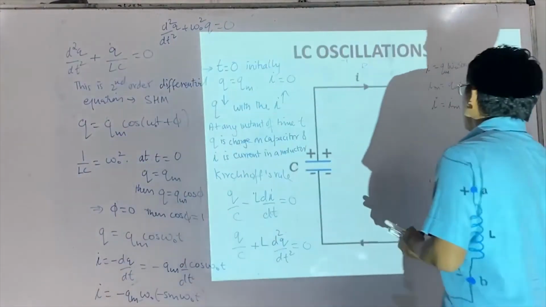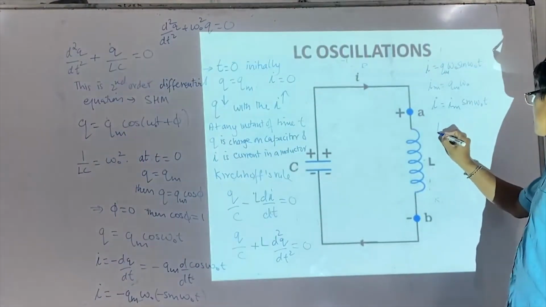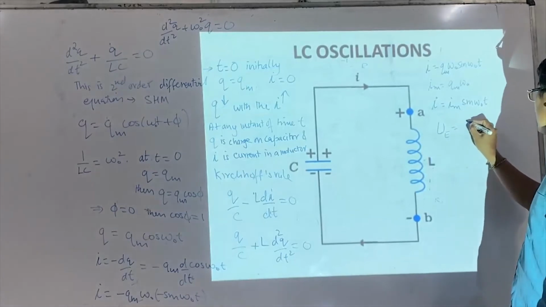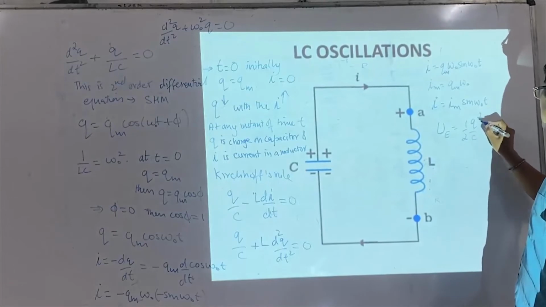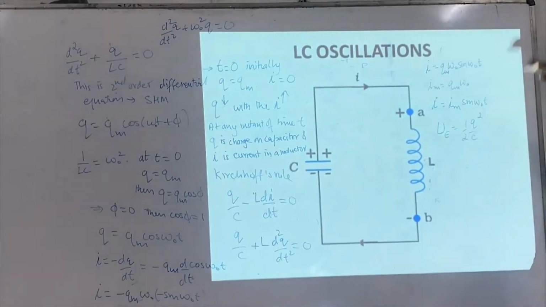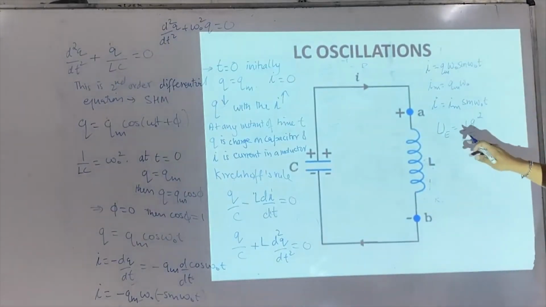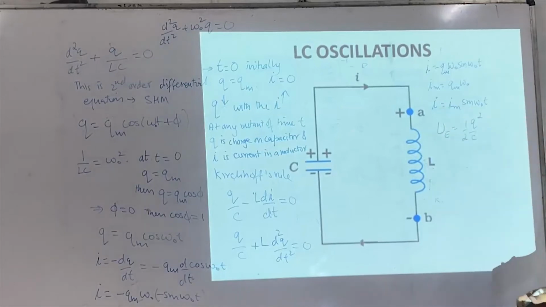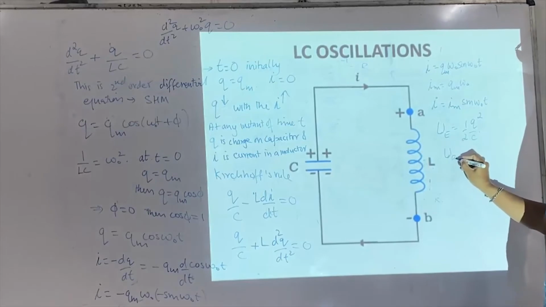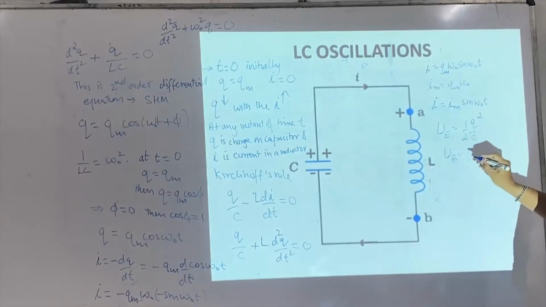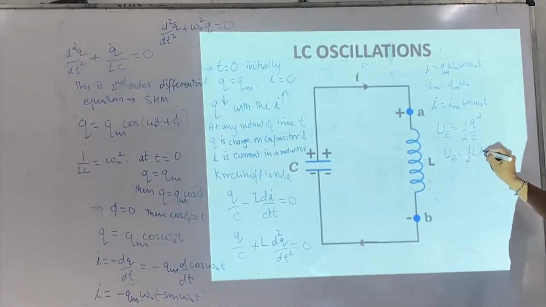And now I have energy. The electrical energy, which I represent by Q square by C. So Q is oscillating, the charge is oscillating. This is potential energy, in terms of the magnetic field is what we have.